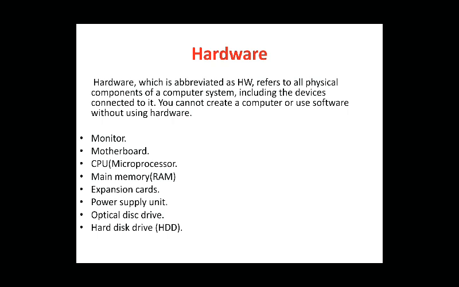So what are the hardware parts of a computer? Monitor, motherboard, CPU, that is your microprocessor, main memory, that is RAM, expansion cards, expansion slots, then power supply unit, optical disk drive, hard disk drive. These are examples of hardware.